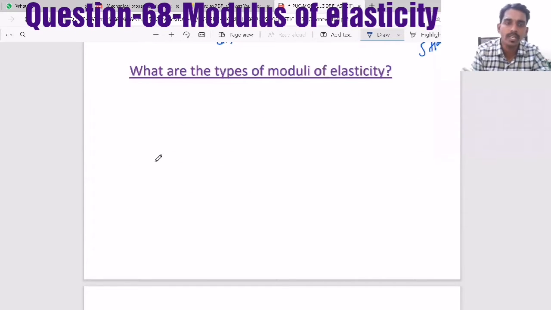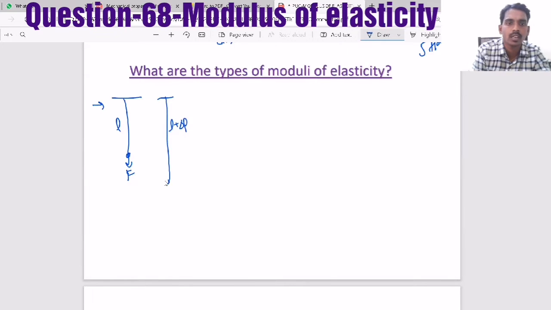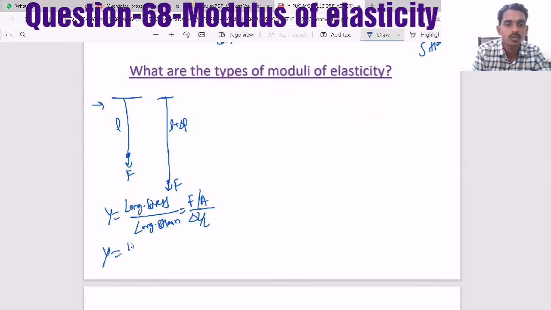Now the next thing is, how many types of modulus of elasticity are there? When you consider a wire of length L and you apply force, the length becomes, suppose, L plus delta L. Then Young's modulus is longitudinal stress by longitudinal strain, that is F by A divided by delta L by L. So Y equals FL by A delta L, or F equals YA delta L by L, or delta L equals FL by AY.